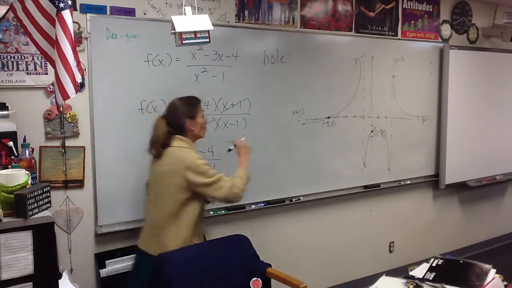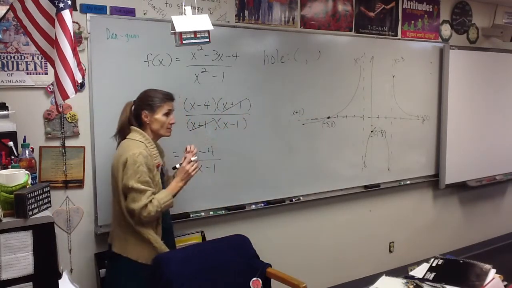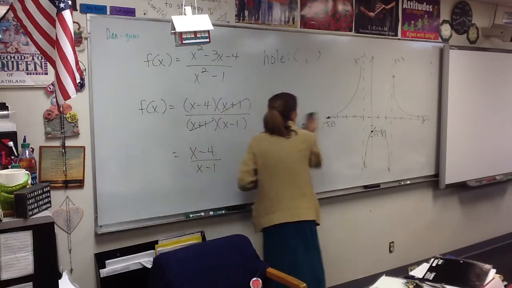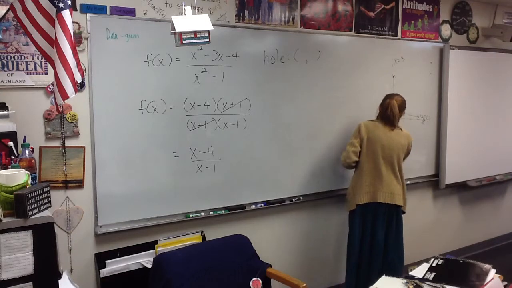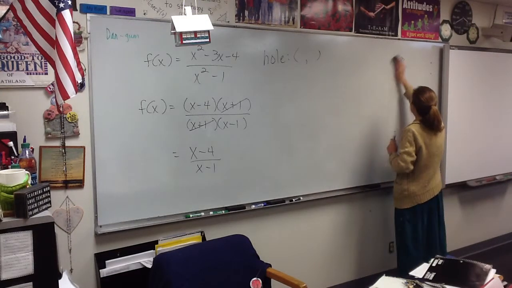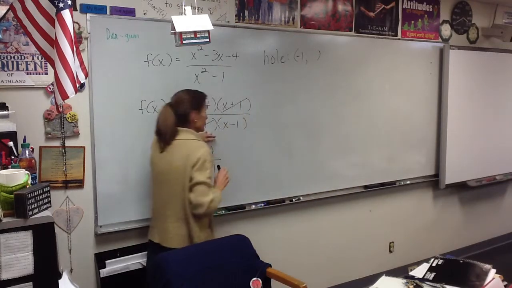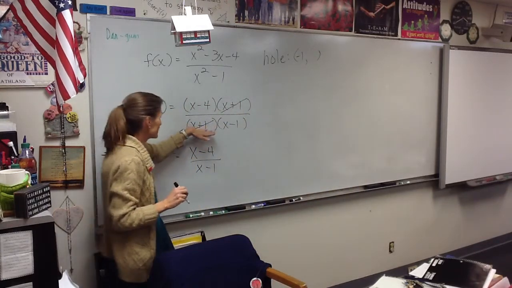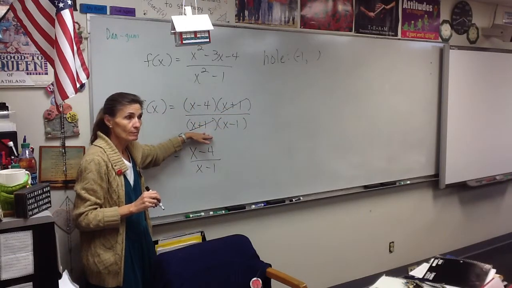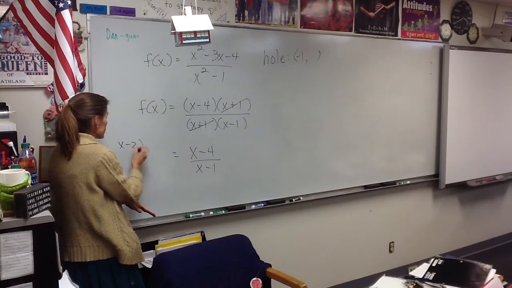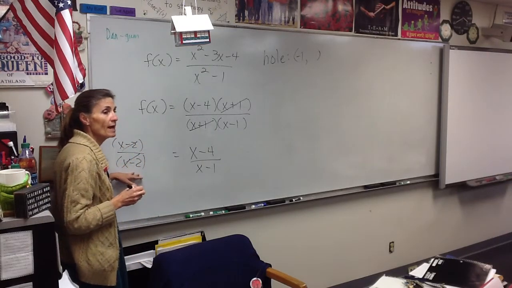Where will that hole be? Kids, it is a point. We're going to plot it on our picture. Where will it be? What is the x-coordinate of the hole? -1. Why is the x-coordinate of the hole -1? Because that's the factor that canceled out. If x minus 2 had canceled out, where would the hole be? At 2.